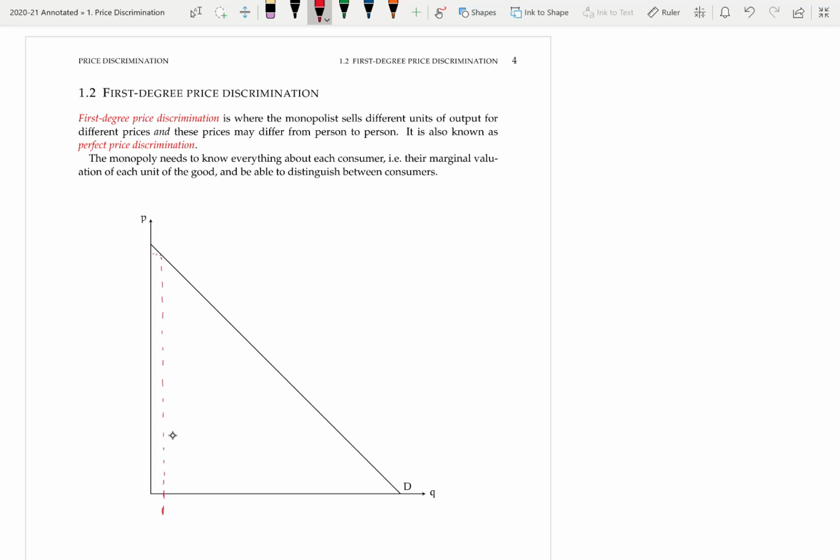But because the width of this rectangle here is 1, the area of that rectangle is also the willingness to pay. So the height of that rectangle and the area of that rectangle are the willingness to pay for the first unit. And it's similar for all the following units. What's the willingness to pay for the second unit? Well, again, we look for the height of the demand curve. This is the willingness to pay, or the marginal valuation, for the second unit.